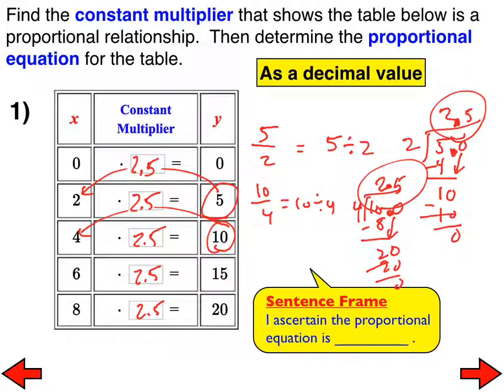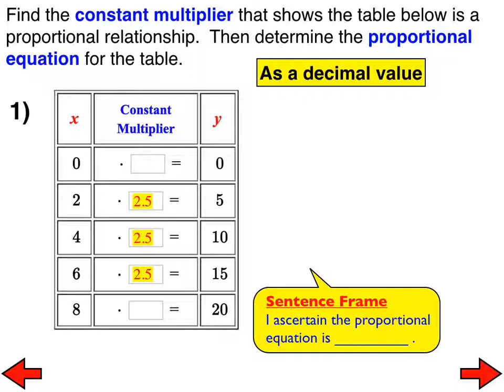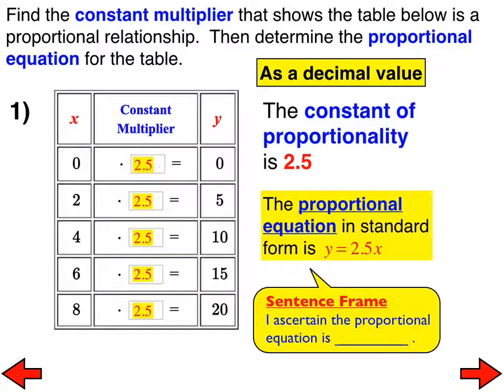Now, this, to me, will work on every single problem, but if long division is not your thing, then I'm going to show you what I think is an easier way of doing this. And by the way, you could have done that with this. 15 over 6 is 2.5, and 20 divided by 8 is also 2.5. Okay? All right, so we're doing this first with a decimal value. So the constant of proportionality is 2.5, and I ascertain that the proportional equation would then be y equals 2.5x.